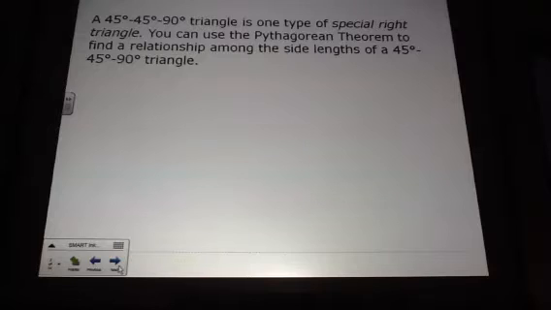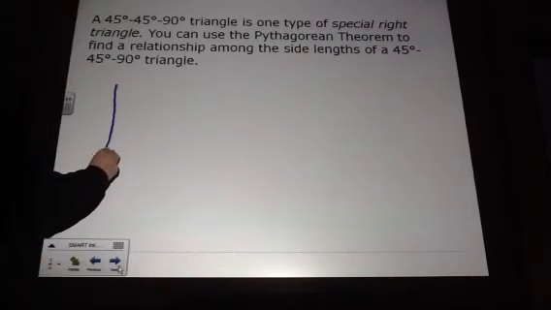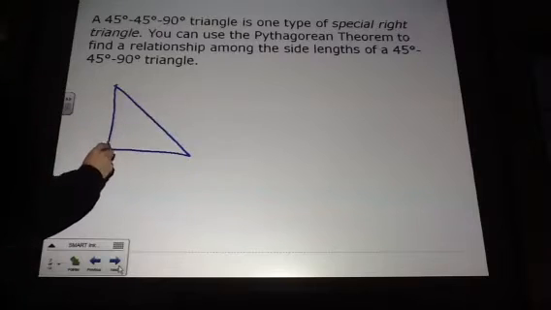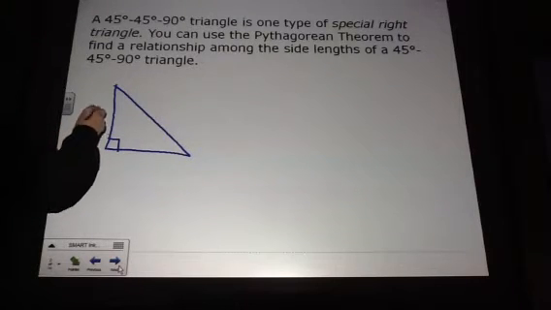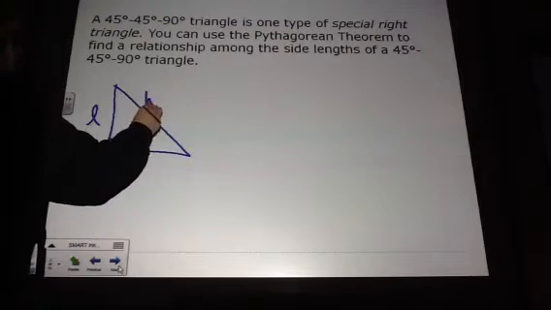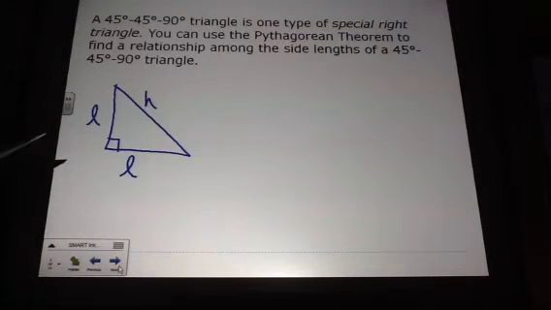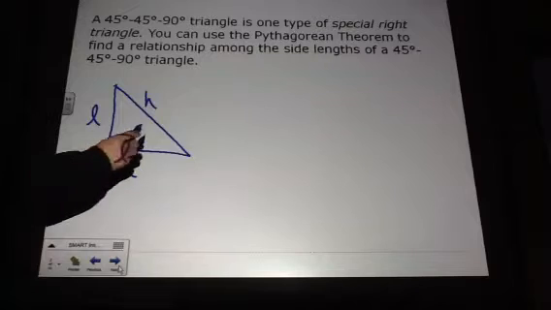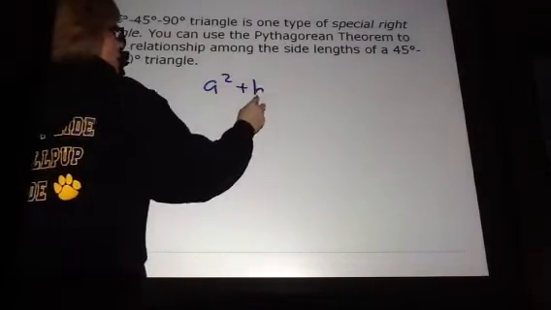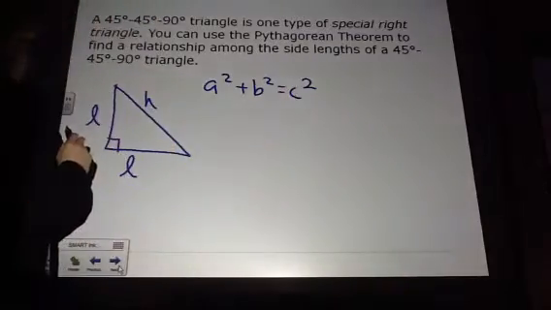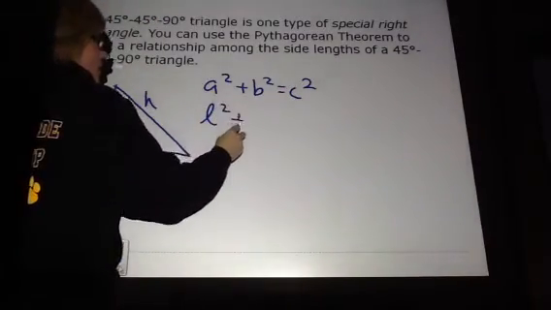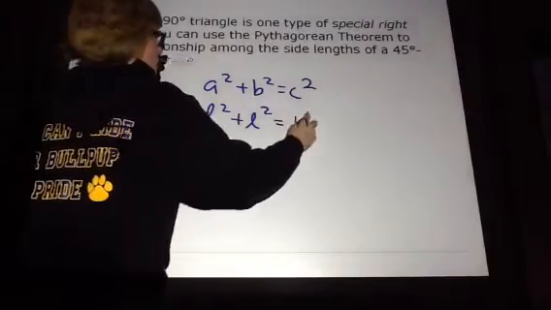A 45, 45, 90 degree triangle is one type of special right triangle. You can use the Pythagorean theorem to find a relationship among the side lengths of a 45, 45, 90 triangle. So let's draw a right triangle, and let's label our legs L and our hypotenuse H. Let's solve for our hypotenuse. So we're going to use the Pythagorean theorem, and we're going to substitute in for our legs and in for our hypotenuse.